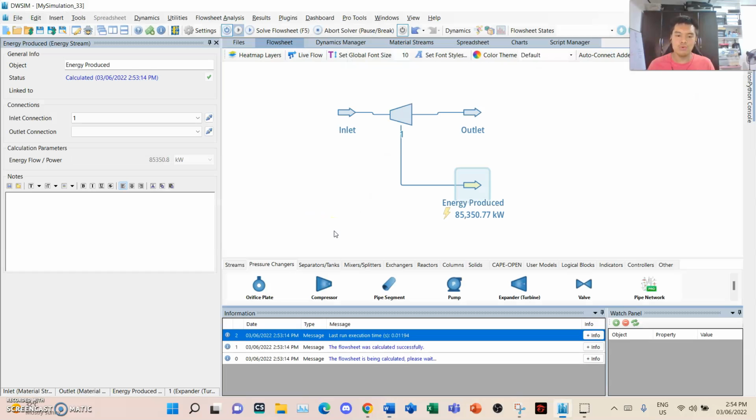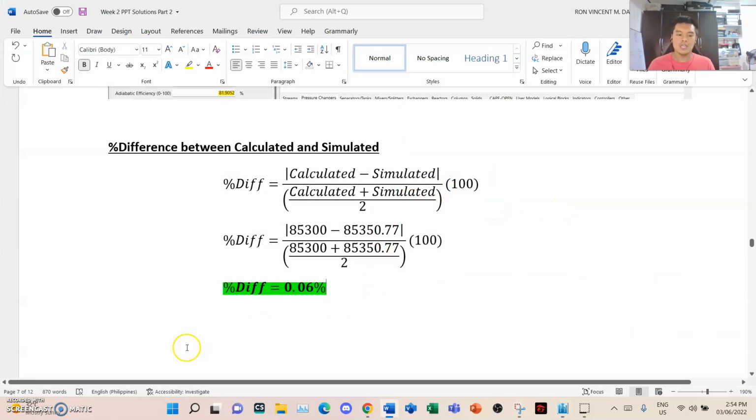This means that we have proven that through simulation and through hand calculation, our answer is accurate.